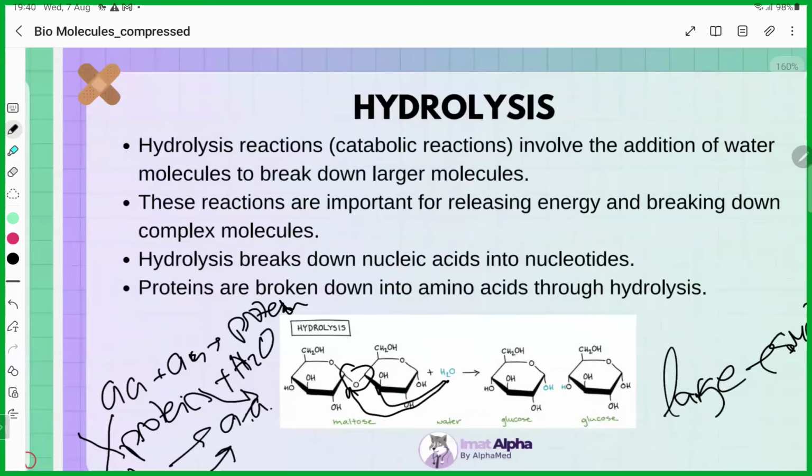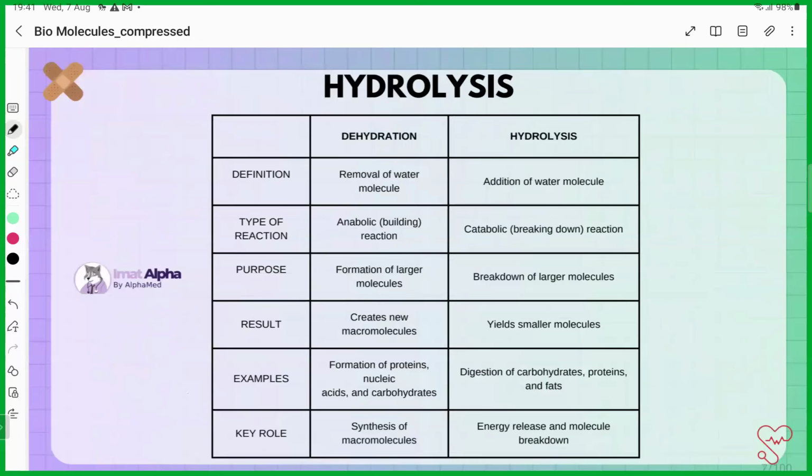So now let's make a comparison between them. Dehydration: removal of water molecules. So in dehydration, we take out water molecules. Hydrolysis: addition of water molecules. One of the most important things you should know about these two reactions is water. Anything else is not important. The most important thing is this. Okay, the type of the reaction: dehydration is anabolic, which is the building reaction. However, hydrolysis is the breaking down reaction, decomposition reaction, or catabolic reaction.